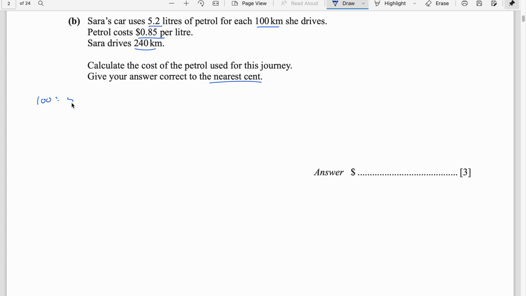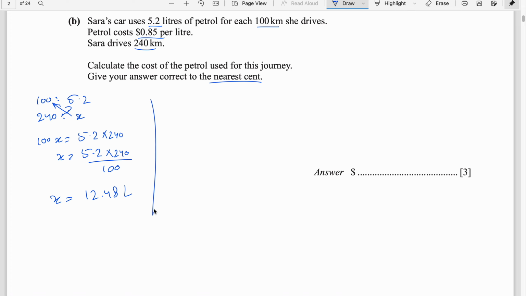So for 100 kilometers it is using 5.2 liters, and for 240 kilometers it should use x amount of petrol. 100x equals 5.2 times 240, so x equals 5.2 times 240 divided by 100. So it uses 12.48 liters of petrol, and the price for 1 liter is $0.85, times 12.48, and it gets $10.608, which to the nearest cent is $10.61.